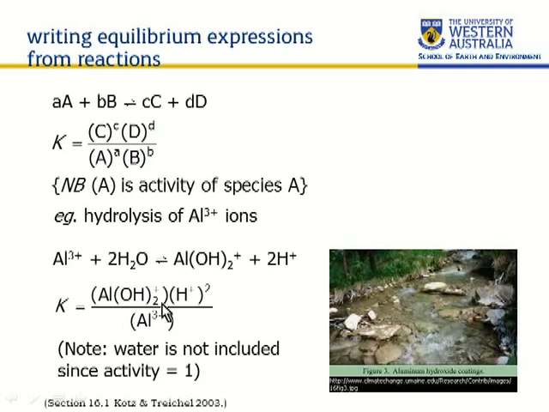So the concentration of this aluminium hydroxy species, not raised to any power because there's no stoichiometric coefficient in front of it, times the activity of hydrogen ion squared divided by the activity of aluminium 3 plus ions. Now we don't conventionally include water in that. We conventionally define the activity of pure phases, solids or liquids, as being equal to 1. So solids and liquids get excluded effectively from the equilibrium expression.